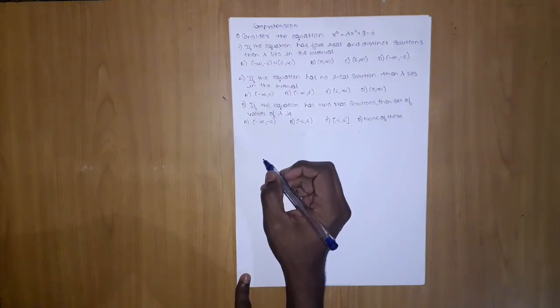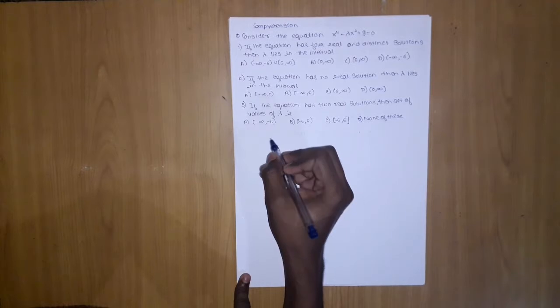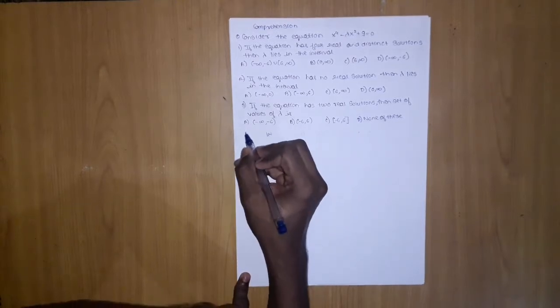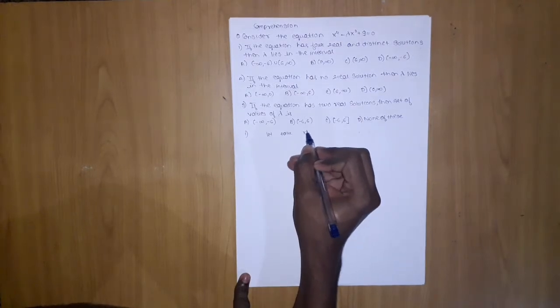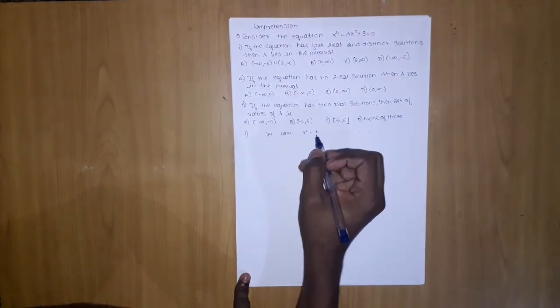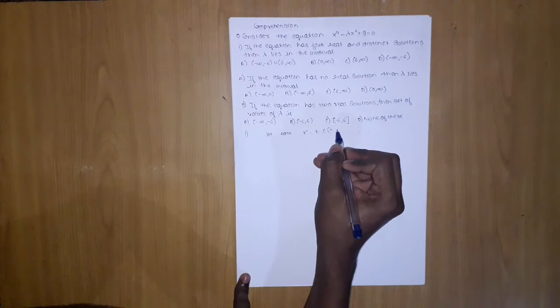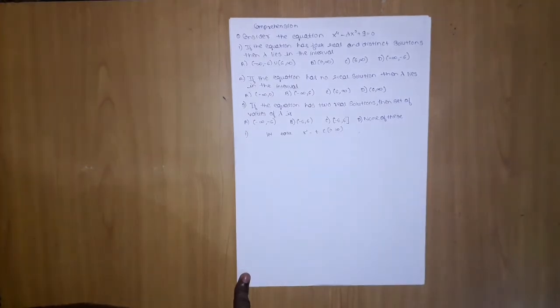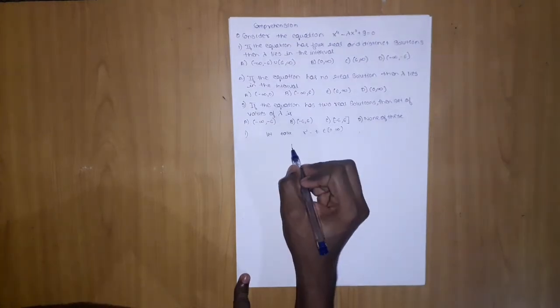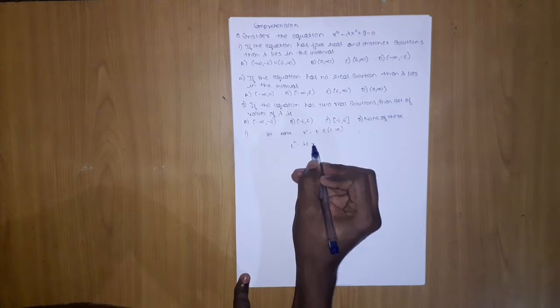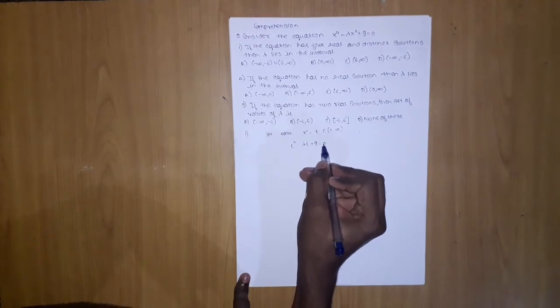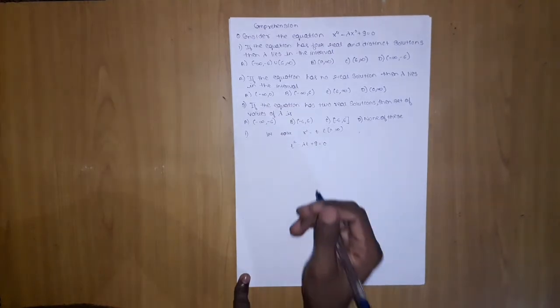Let's take x square equals t, and then the range of t will be from 0 to infinity, because we know x square is always positive, from 0 to infinity. Now let's substitute: x square is t, then we will get t square minus lambda t plus 9 equal to 0. Okay, moving ahead.